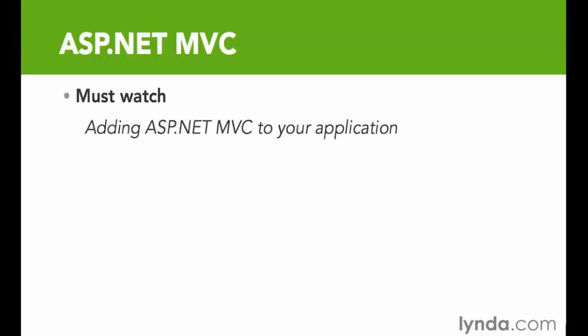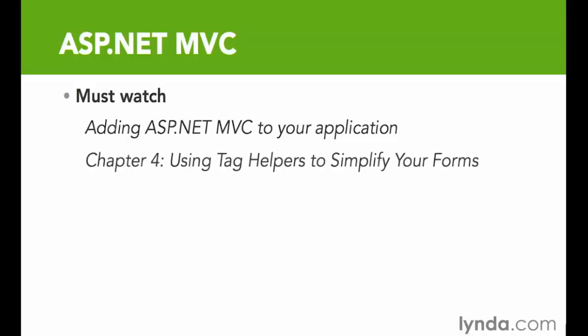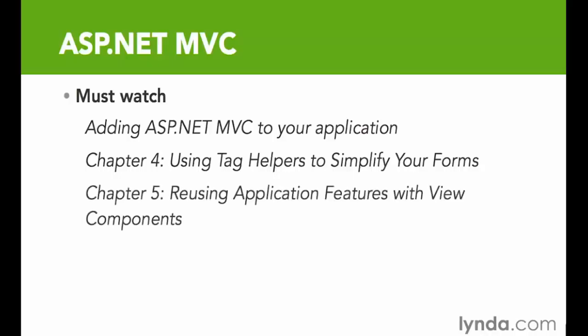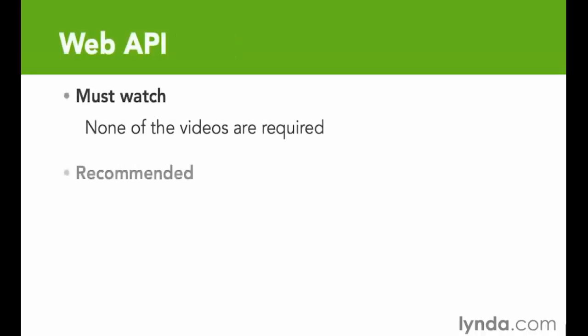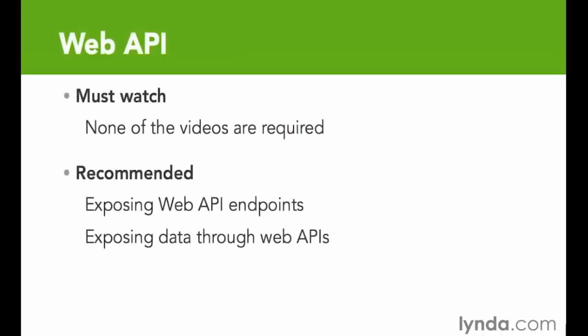ASP.NET MVC 6 has two brand new and powerful features called tag helpers and view components. So you're definitely going to want to check out the tag helpers video in the Working with Data chapter, as well as the Reusing Application Features with View Components video in the Maintainability and Reusability chapter. The same goes for the Web API chapter. Web API controllers and ASP.NET MVC controllers are now the same thing.